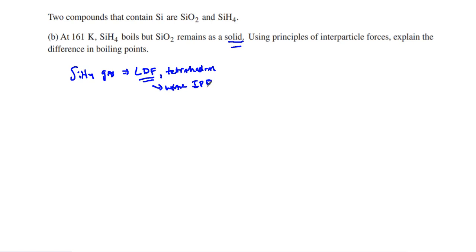But SiO2 is a solid, which means it has very strong forces, very strong interparticle forces. And we think, is it ionic? No. Is it metallic? No. It is a covalent network solid. It's got strong interparticle forces. It's got a strong network, which means it will still remain a solid, whereas the SiH4 will be a gas.